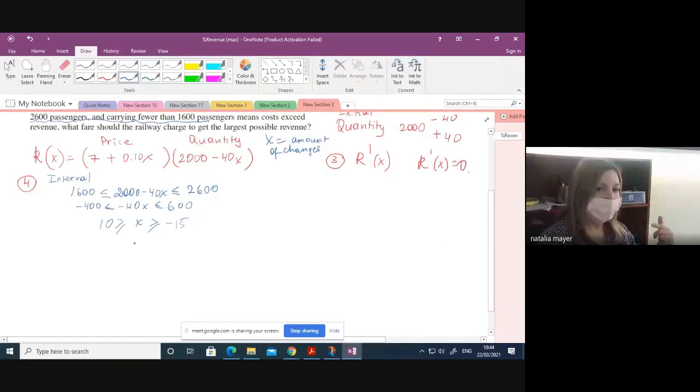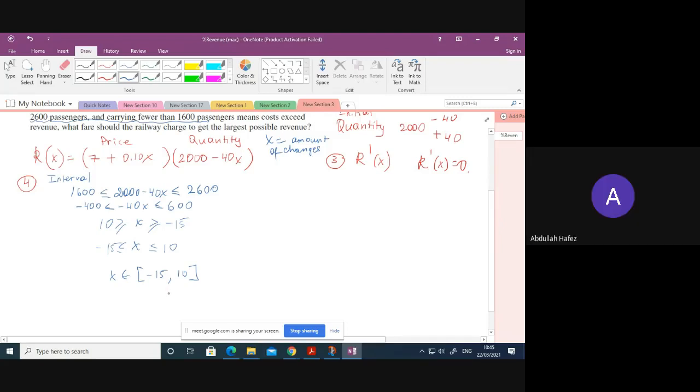So you can write it as a double inequality from negative 15 until 10, or if you prefer interval notation, you can write it as from negative 15 until 10. This way you can see the endpoints. Right, great. Next step. Miss Natalia, yes.